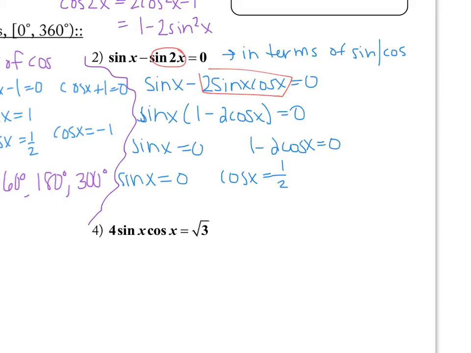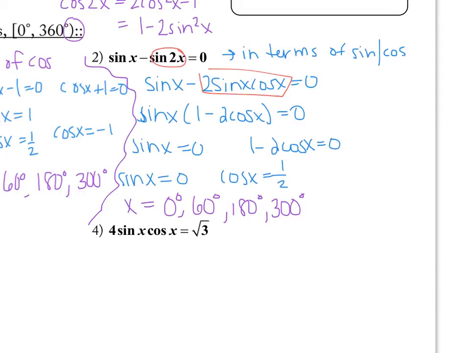Right? And it's actually at three places, 0, 180, and 360. However, because of the open interval, we do not include 360. So we have 0 degrees, 60 degrees for when cosine equals 1/2, 180 degrees for sine of x equaling 0, and 300 degrees for cosine of x equaling 1/2. So cosine of x equals 1/2 at 60 and 300, and sine of x equals 0 at 0 and 180. Once again, we do not include 360 because it's an open interval, okay, so you do not include that point.